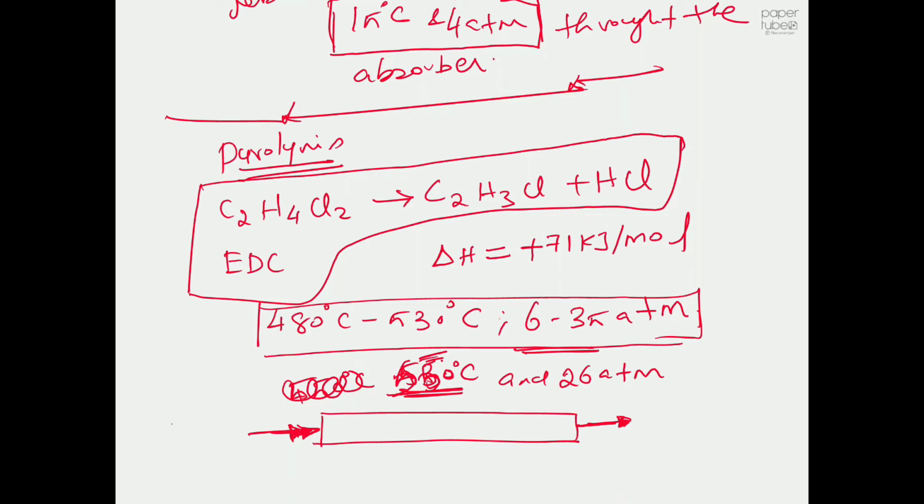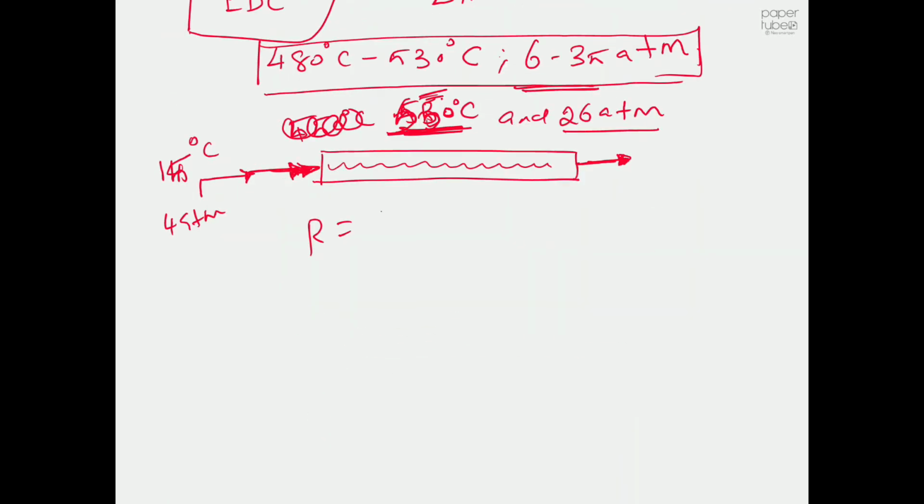If you remember, the stream that comes out of the reboiler will be at 15 degrees centigrade and 4 atmospheres. So which means we need to raise the temperature, and we also need to increase the pressure to 26 atmospheres and temperature to 550 degrees centigrade. So keep those tiny details in your mind, and then obviously we need a rate kinetics, so how fast the reaction proceeds, and this is available from literature.